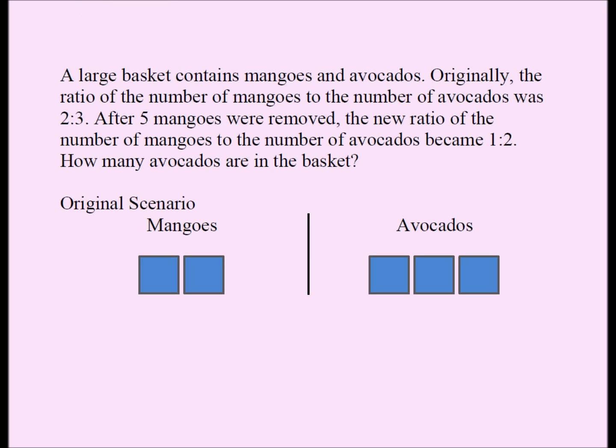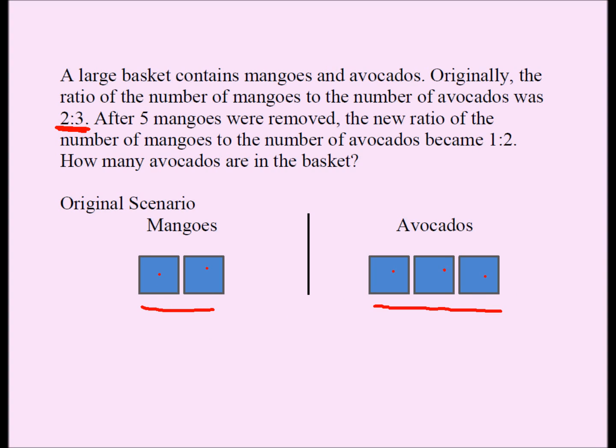Okay. Originally, the ratio of mangoes to avocados was 2 to 3. That tells me for every 2 mangoes, I have 3 avocados, or I had 3 avocados. This is one way to look at it. Now, I am not saying there were exactly 2 mangoes and there were exactly 3 avocados. That could have been the case, but it's quite likely that's not the case. This follows from the concept of ratio. For every 2 mangoes, there were 3 avocados.